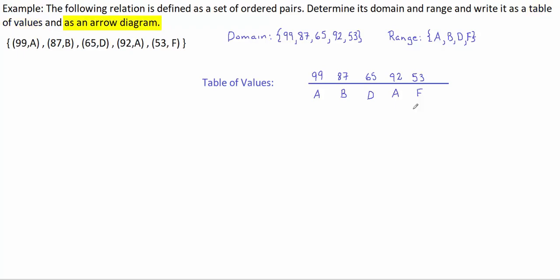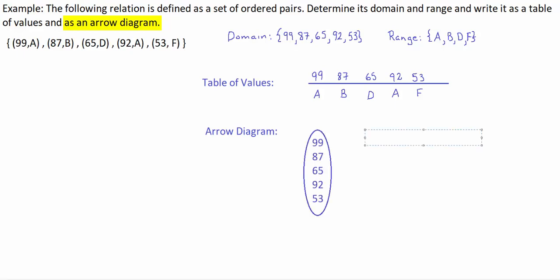Now go ahead and pause the video briefly and try to write this relation using an arrow diagram. To write our relation as an arrow diagram, we write all of our domain elements together on the left and all of our range elements together on the right. Note that it doesn't matter which order the domain elements are written in and which order the range elements are written in. Now that we have our domain elements and our range elements, we draw an arrow for each ordered pair from the first coordinate or domain element to the second coordinate or range element.